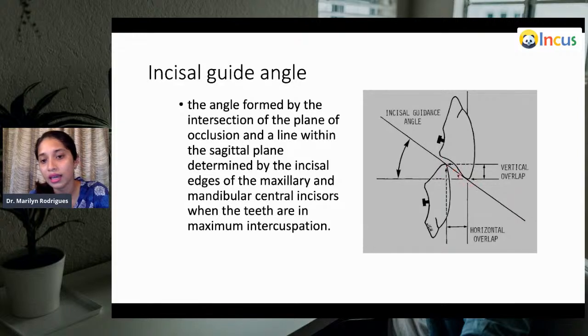If you draw a line joining the incisal edges of the maxillary and mandibular teeth and extend it anteriorly and posteriorly, this will intersect with your plane of occlusion in the sagittal plane, and you will get an angle. Okay, this angle is called the incisal guide angle.